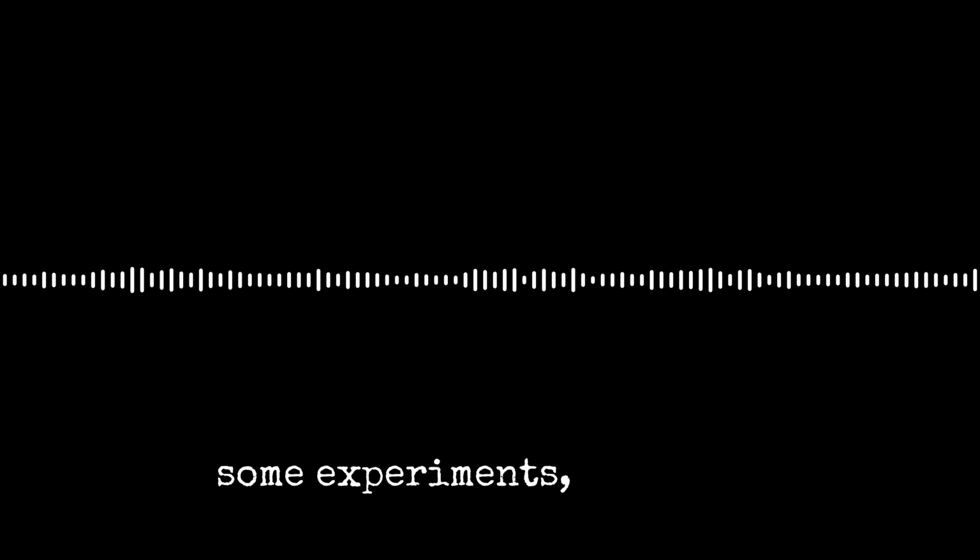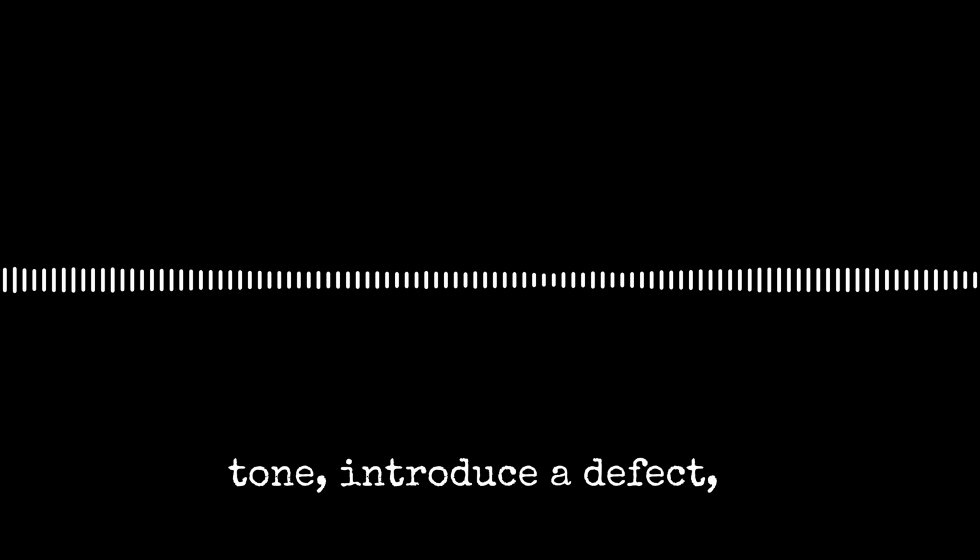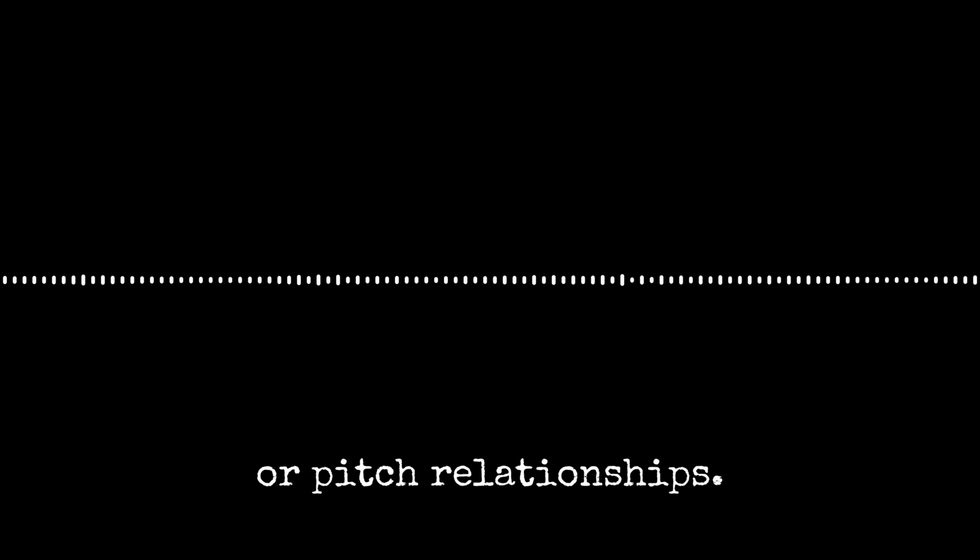In some experiments, changing the web structure in the model produces audible changes. Thicken a region, and you get a darker, more resonant tone. Introduce a defect, a missing line, or an extra cross-connection, and you get a subtle change in rhythm or pitch relationships. Again, defects as features.